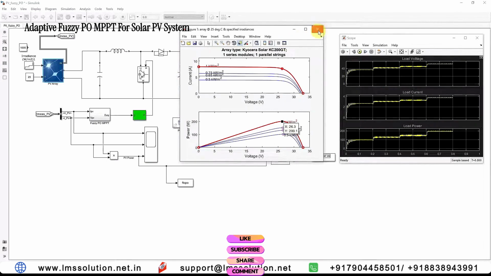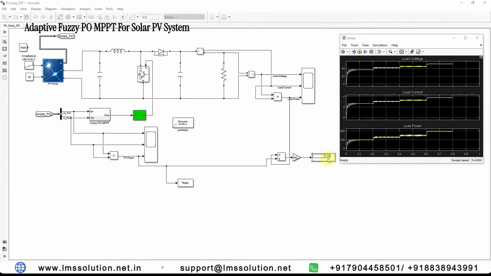And also we have to check the efficiency. Here we can see the efficiency of the overall system is around 97.98%. Only around 2% loss in the system, because of the boost converter. So this is the working of adaptive PO for MPPT for solar PV system.